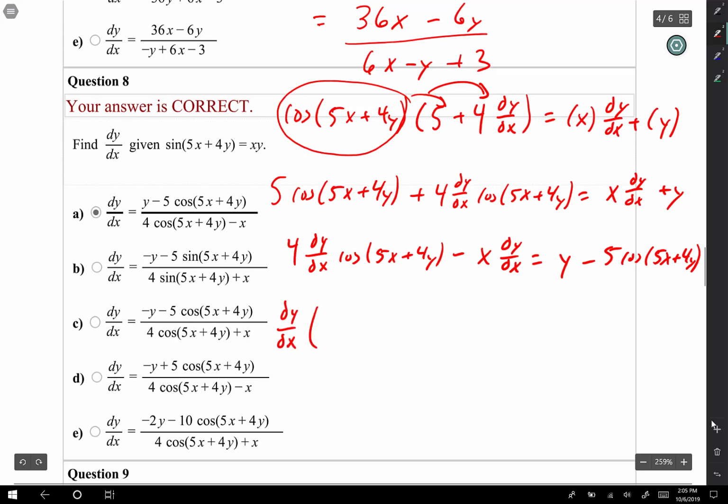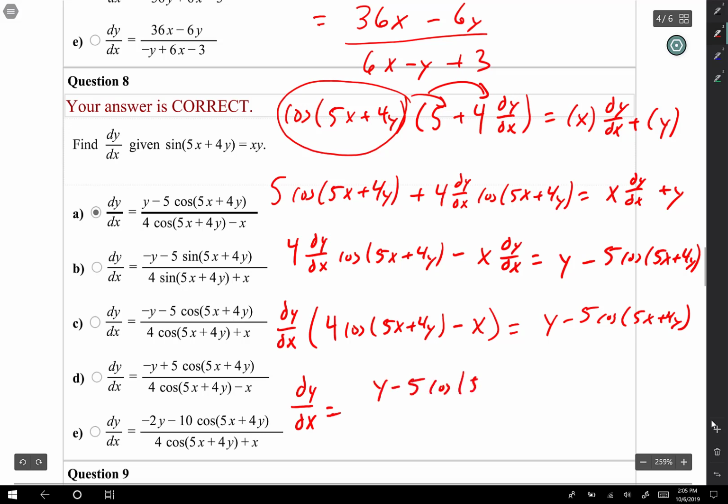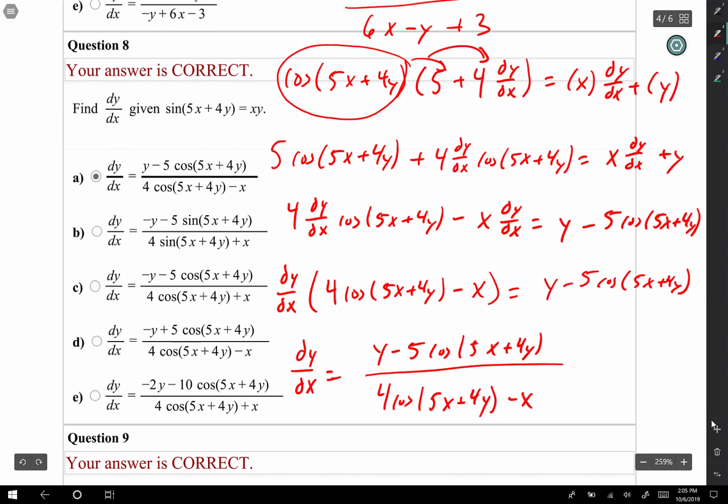When you factor out a dy/dx, you have 4 cosine(5x plus 4y) minus x equals y minus 5 cosine(5x plus 4y). And then finally divide. So we have dy/dx equals y minus 5 cosine(5x plus 4y) over 4 cosine(5x plus 4y) minus x. And we look for that. And here it is right there.